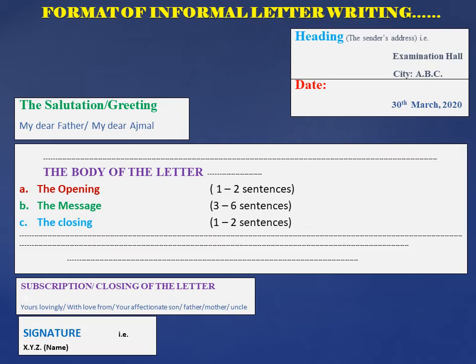Now, the next and important element of an informal letter is the body of the letter. The body of a perfect informal letter consists of three sections: the opening, the message, and the closing.